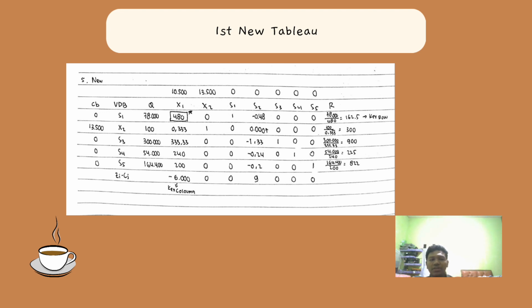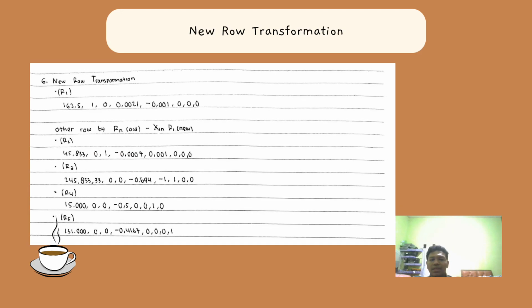Next, we calculate the ratio by dividing the constraint function constant by the x1 coefficient from the constraint function. We choose the smallest ratio, which is shown in the video, the value is 162.5, as the key ratio. The key element, which is shown in this video, the value is 480. Now we transform the key row by dividing each element in the key row by the key element, resulting in what is shown in this video.